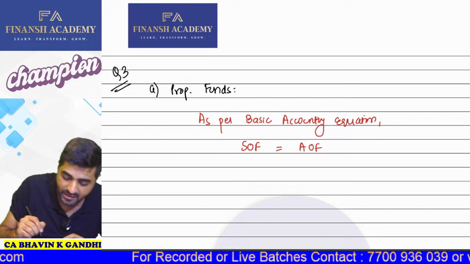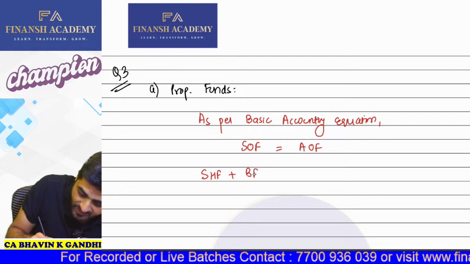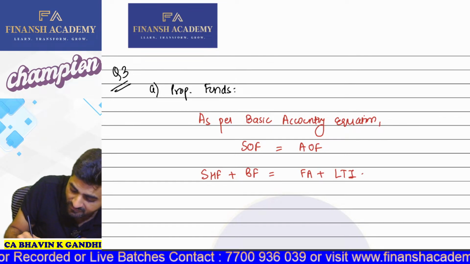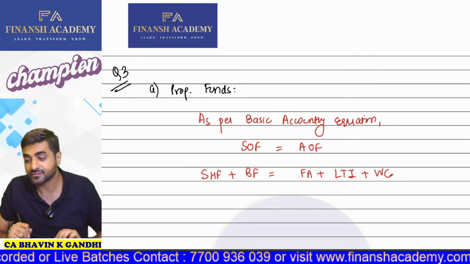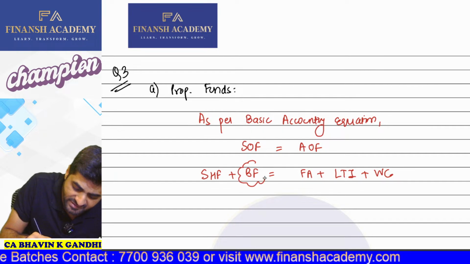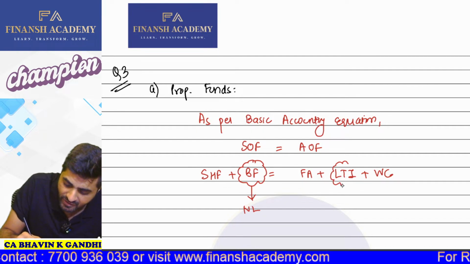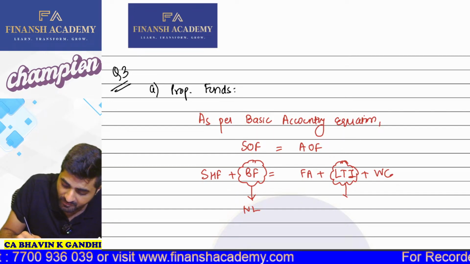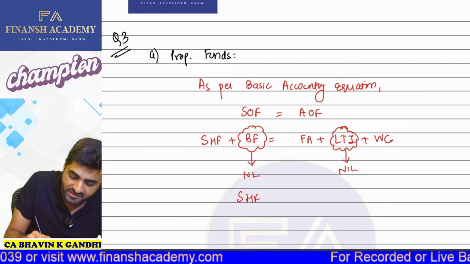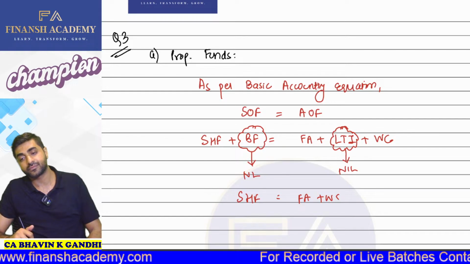So what are the sources? I have shareholder funds plus borrowed funds. This is equal to fixed assets plus long-term investments plus working capital. If no data is given to you, I can assume borrowed funds to be nil. If no data is given to you, I can assume long-term investments to be nil. So that's why this will now be shareholder funds is equal to fixed assets plus working capital.